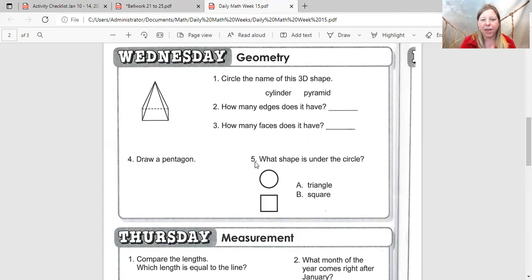And then the 5th activity on this Wednesday section. What shape is under the circle? So some direction words there. What shape is under the circle? Is it a triangle or a square? Circle the one that is true.